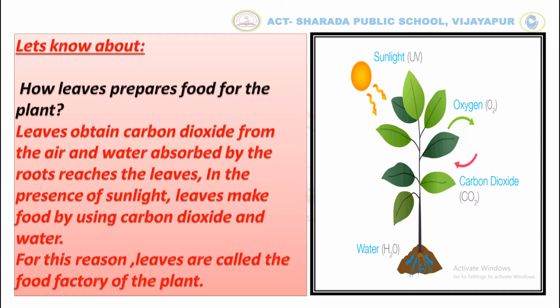Let's know about how leaves prepare food for the plant. Leaves obtain carbon dioxide from the air and water absorbed by the roots reaches the leaves. In the presence of sunlight, leaves make food by using carbon dioxide and water. For this reason, leaves are called the food factory of the plant.